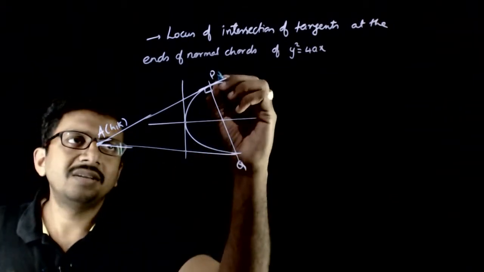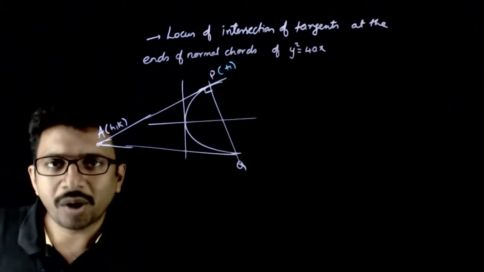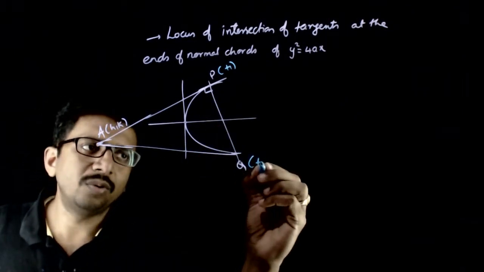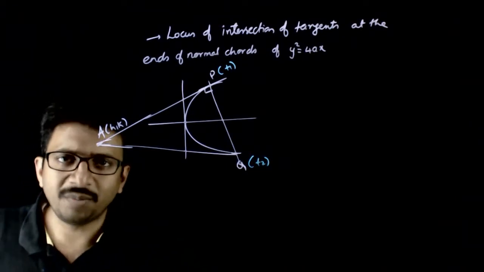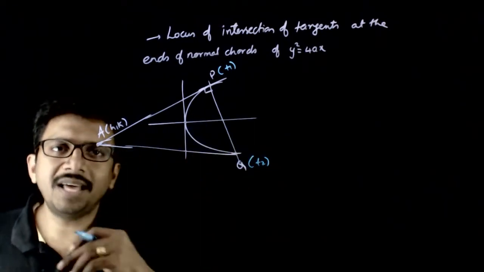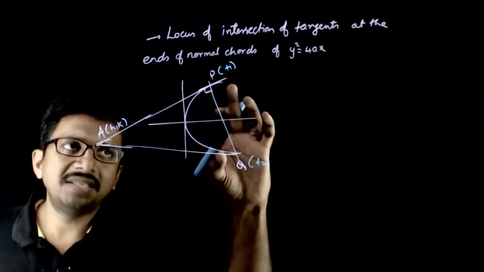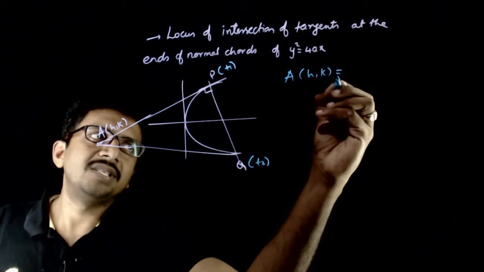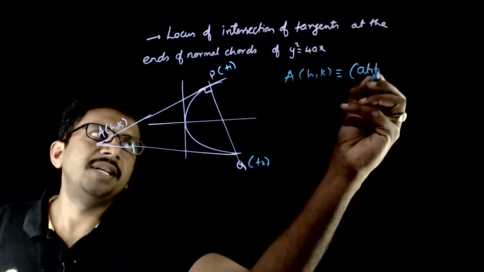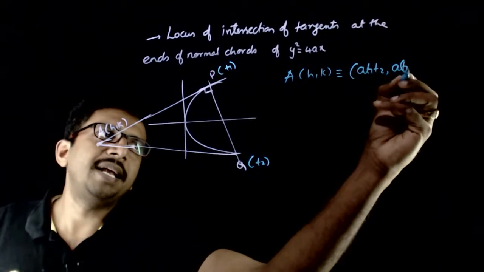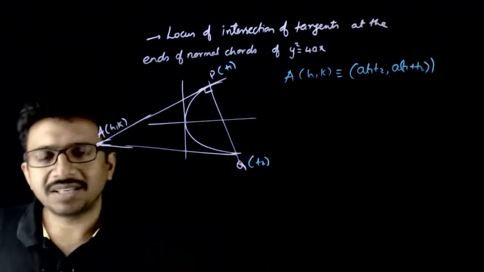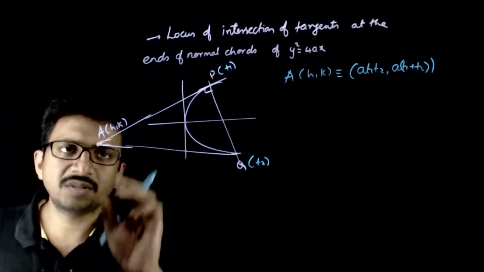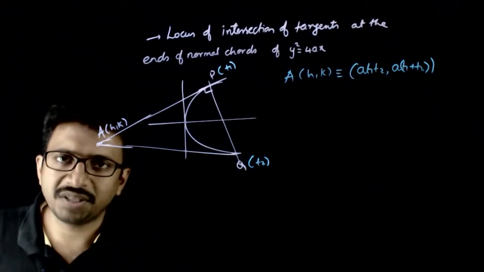Let us assume that the point P corresponds to a parameter T1 and point Q corresponds to a parameter T2, and let A be the point of intersection of tangents drawn at T1 and T2. So A (H, K) is obviously given by (A T1 T2, A times (T1 plus T2)). That's the point of intersection of tangents at the 2 points T1 and T2.